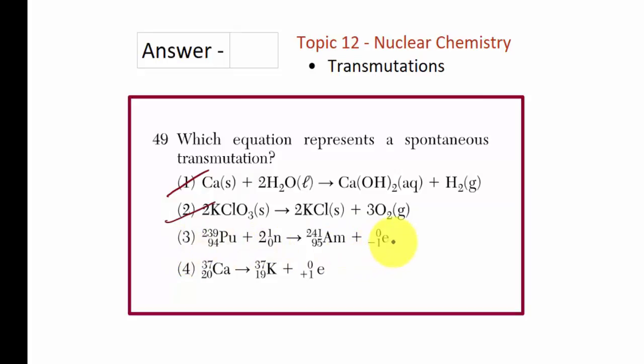Our third equation is certainly nuclear, but it's not spontaneous because we're actually adding two particles together. So we're smashing neutrons into a plutonium in order to cause a nuclear reaction to occur. And yeah, there's a beta particle given off, but not spontaneously. This is artificial transmutation because we had to add the neutrons. So that's not the right answer. The correct answer is number 4. We have a calcium atom undergoing positron decay and producing the daughter product of a potassium-19. So we have answer number 4. That is your natural transmutation that occurs spontaneously.